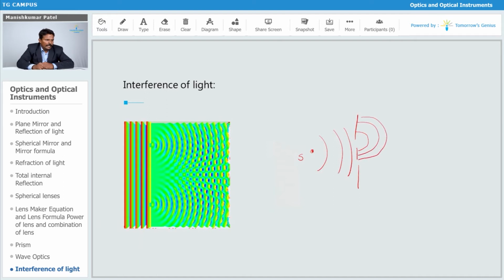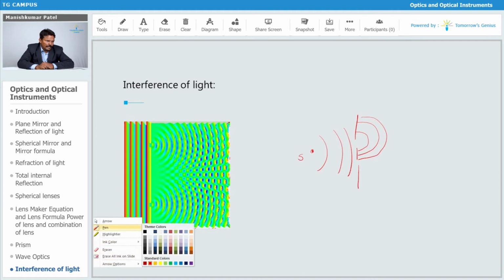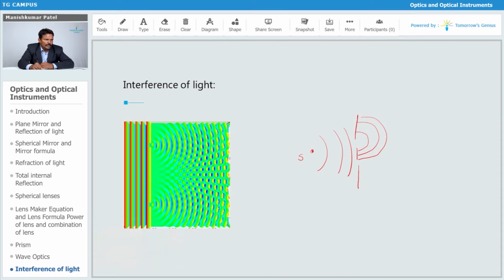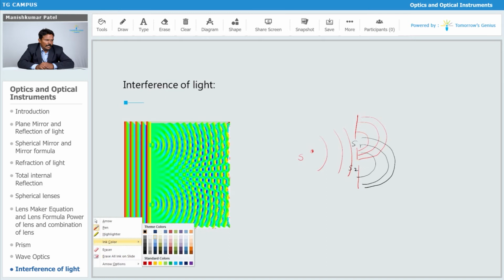Again, because of your second aperture, you can consider the same for the second case also, as I have shown. Let's say this is S1 and S2. There is an overlapping, and a distribution of intensity will occur, and then you will get the different colors over here.